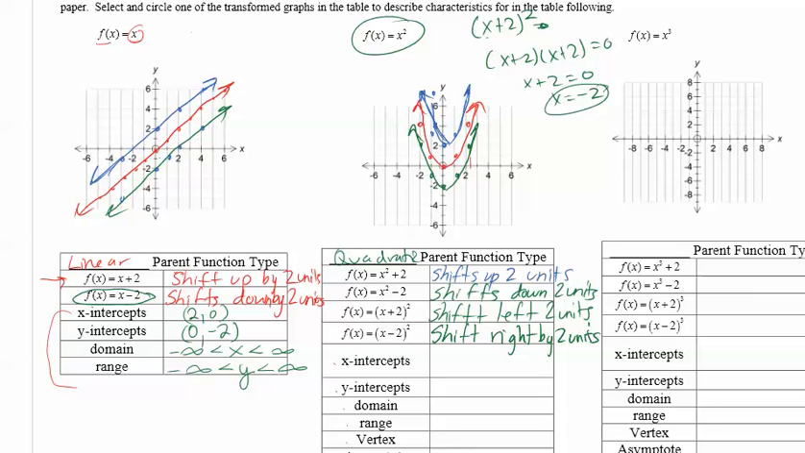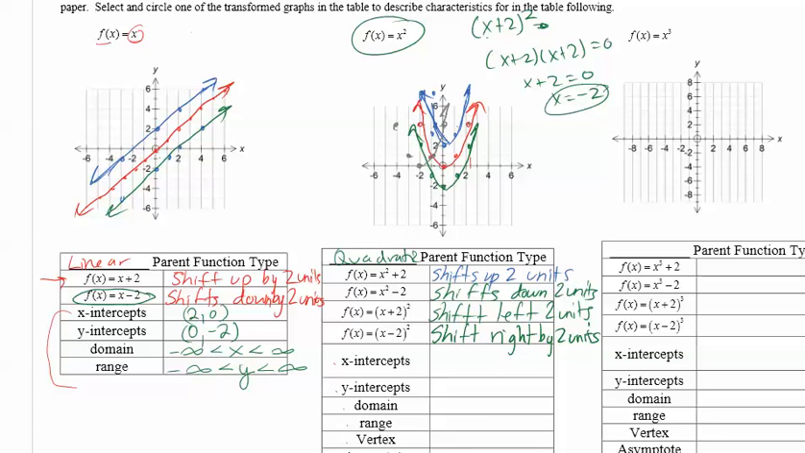Okay, so let me graph those two functions that I just did. First off, I'm going to graph the one that shifts it left. So that was the plus 2. So 1, 2, every point will move over 1, 2 from the parent function. 1, 2, 1, 2. Then here, 1, 2, and then here, 1, 2.